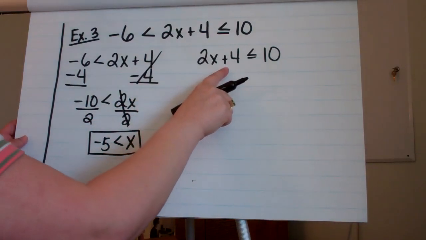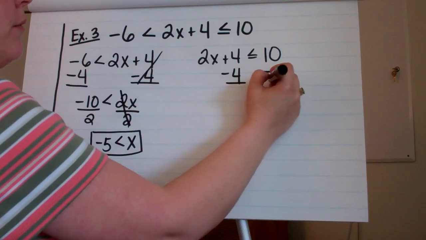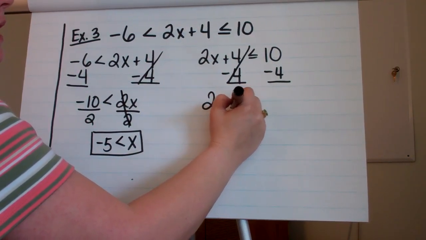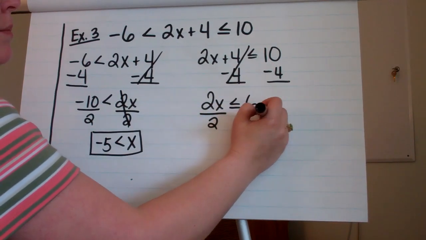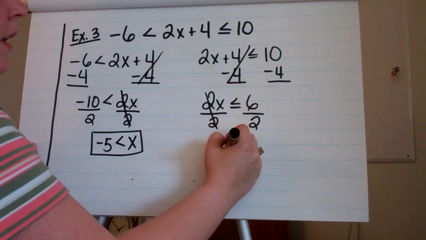Same thing here. The opposite of addition is subtraction. Subtract 4 from both sides. I have 2x is less than or equal to 10 minus 4 is 6. Divide both sides by 2. I'm dividing by a positive, so my sign is fine.